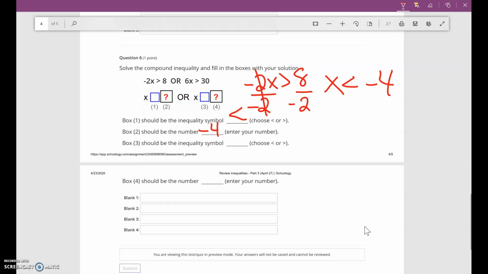And then for box 3, we need to solve 6x is greater than 30. Divide by 6. x is greater than 5. So in box 3, I should have a greater than symbol and 5. Because 30 divided by 6 is 5.